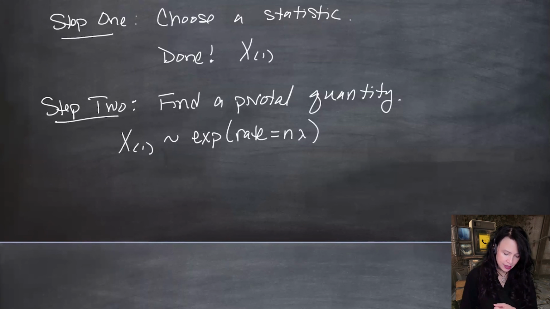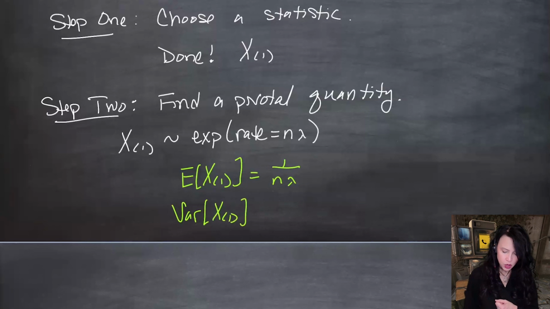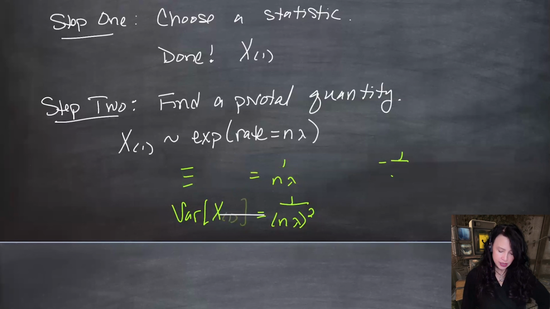So the mean for the minimum is 1 over its parameter, and the variance for an exponential is 1 over its parameter squared. But this is not useful. You're not going to want to look at x1 minus its mean. Finding a pivotal quantity does not mean standardizing the variable. That's just what we do for normal distributions to get to a normal distribution we can work with. We want to find any sort of function of the minimum and lambda whose distribution is known to us.